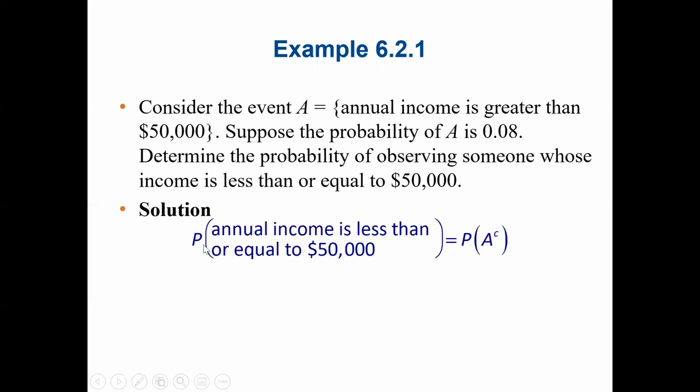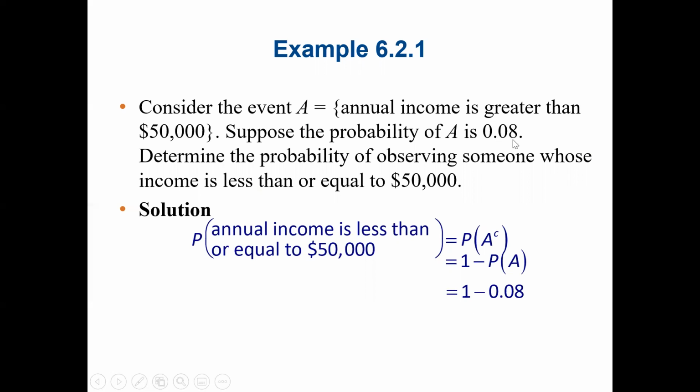So the solution will be: the probability of annual income that is less than or equal to 50,000 is equal to the probability of A complement. Here A means the annual income is greater than 50,000. So A complement will be annual income less than or equal to 50,000, because the complement of A means everything that is not in A. Since A is greater than 50,000, the complement of A will be anything less than or equal to 50,000. So that will give us 1 minus the probability of A.